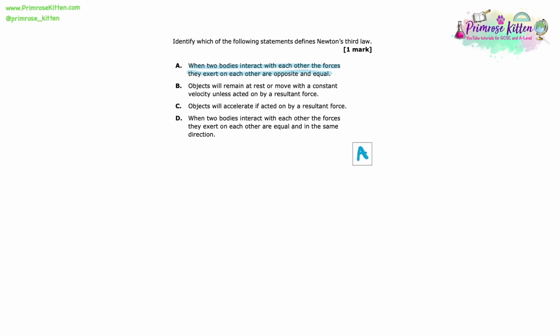And if you didn't know what Newton's third law was, then this is the perfect opportunity just to take a moment and write that down on a flashcard and go away and get learning it.